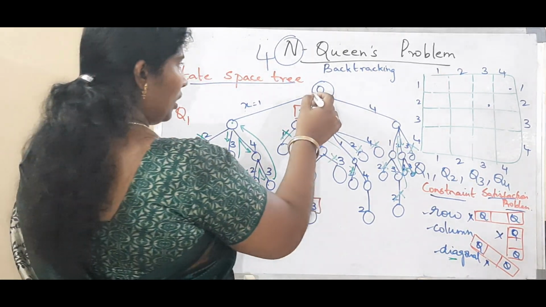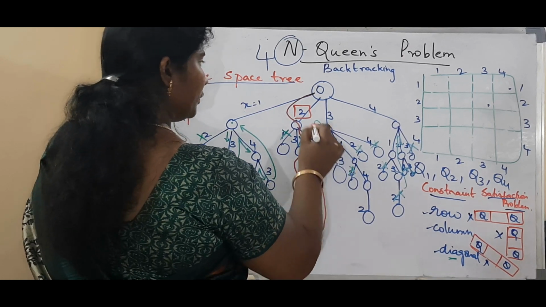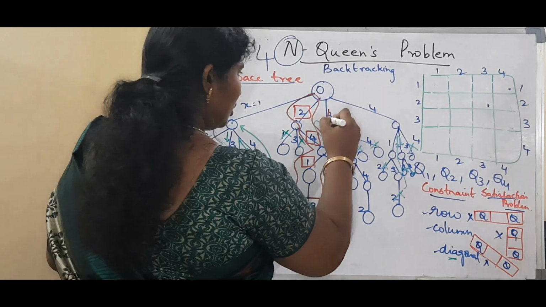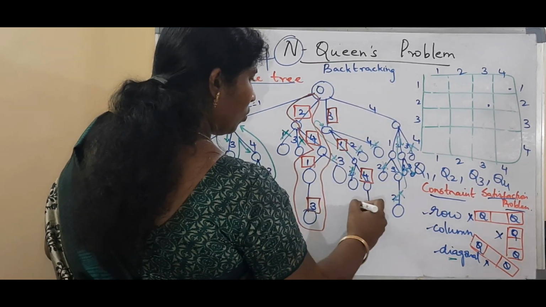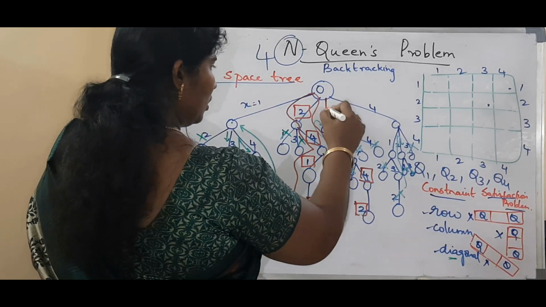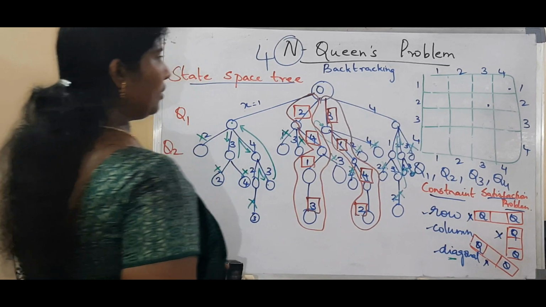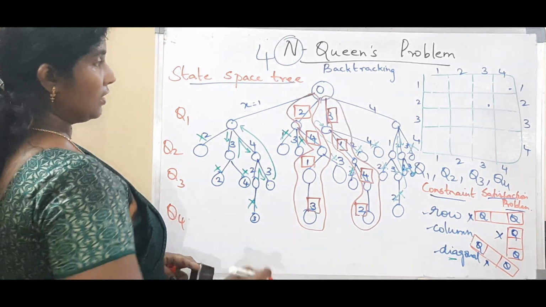So all I find is I have got 2 sets of solutions, that is 2, 4, 1, 3. This route gives me a feasible solution. Also 3, 1, 4, 2. This also gives a complete solution where I can get the correct answer.